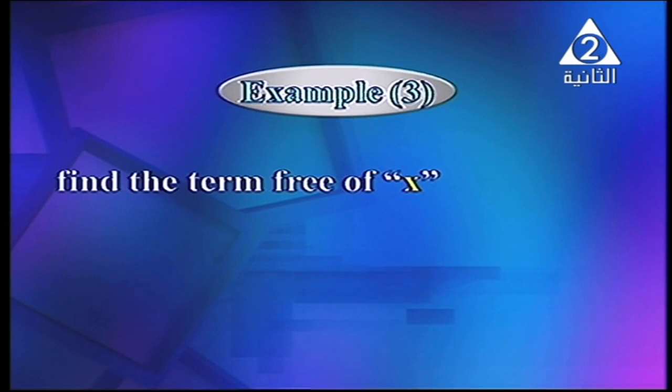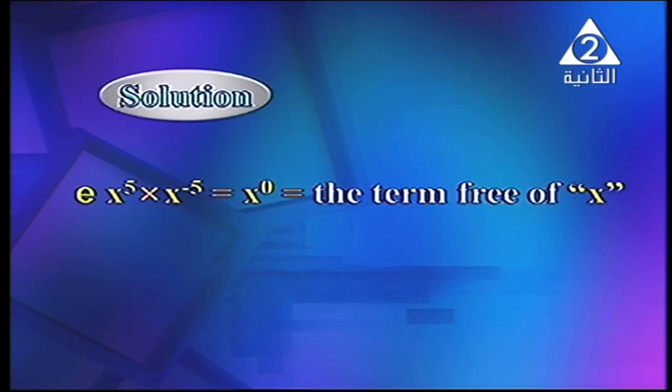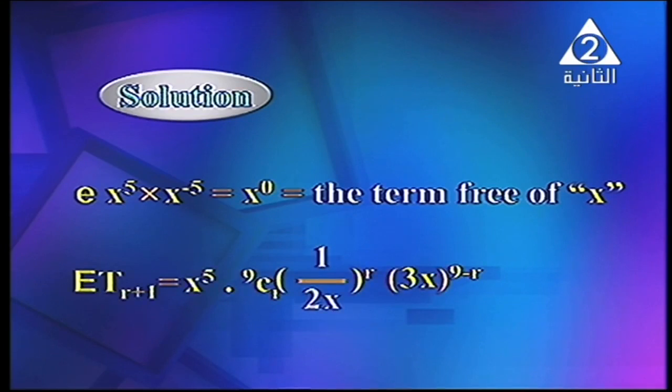Another example. Find the term free of x in the expansion of x power 5 multiply by the bracket 3x plus 1 over 2x to the power 9. My dear student, x power 5 multiply x power negative 5 equals x power 0, the term free of x. T(r+1) equals x power 5 times 9Cr multiply by 1 over 2x to the power r multiply by 3x to the power 9 minus r.